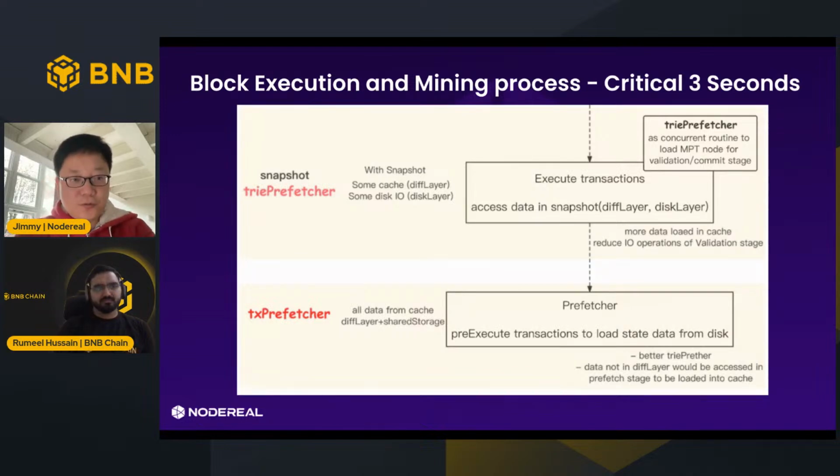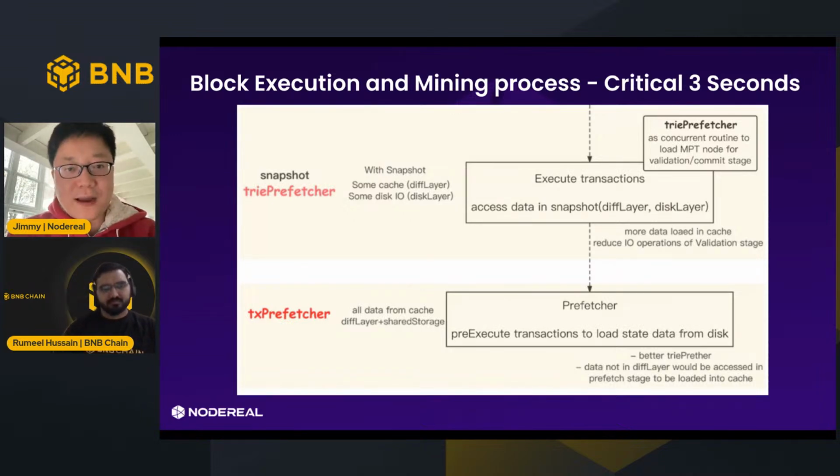Actually, we have 2 prefetchers. A prefetcher is a separate process running in the background to prefetch data and update the cache. The first type is the trie prefetcher. It loads the data from the MPT and saves the data into the diff layer and disk layer. The other kind we call the transaction prefetcher. It executes transactions to load data from the disk and drop the data from the memory.